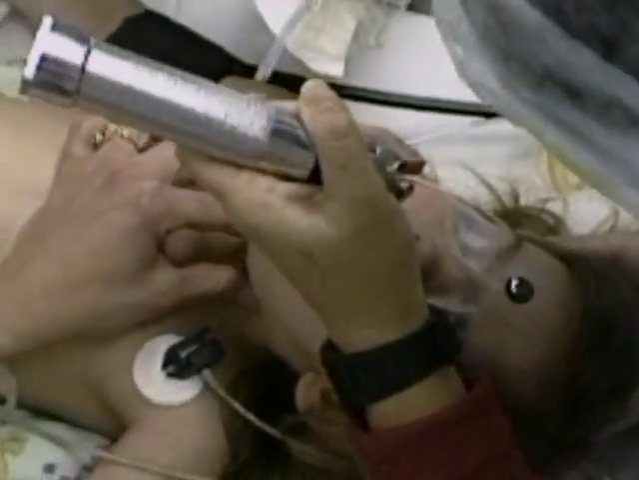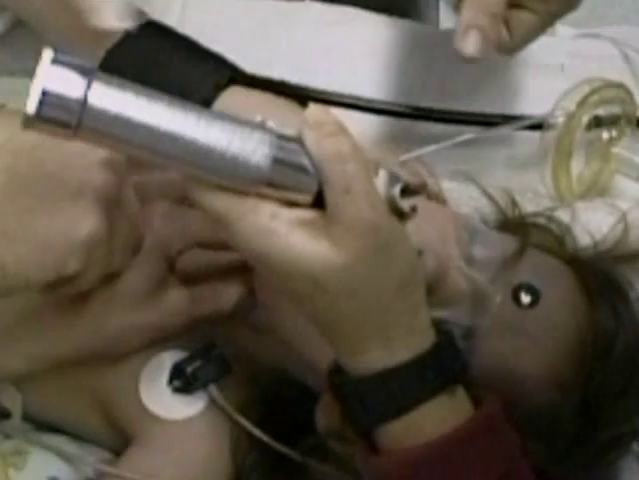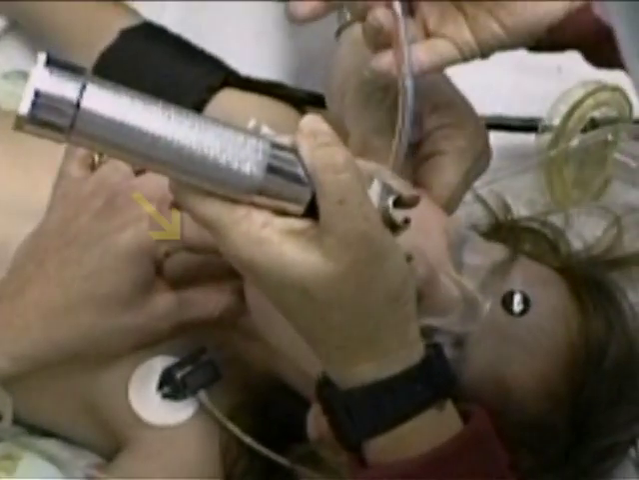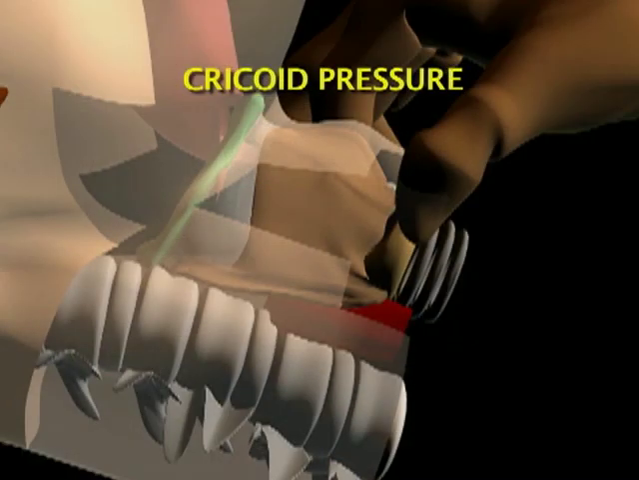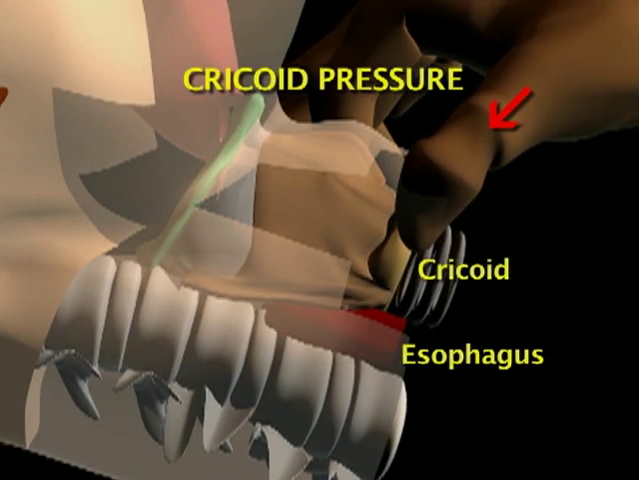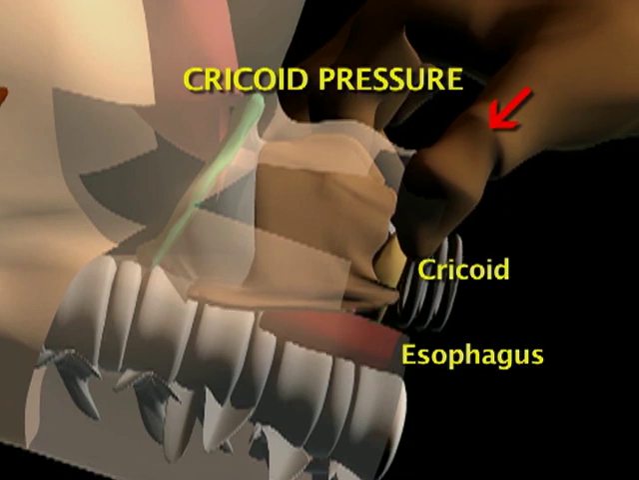If you can't see the vocal cords during intubation, have an assistant provide cricoid pressure. The thumb and index fingers straddle the cricoid ring and push the cricoid cartilage downward firmly but gently against the vertebral column.